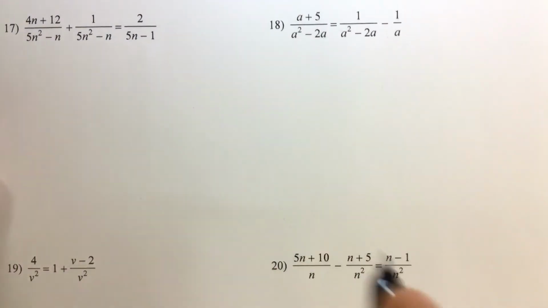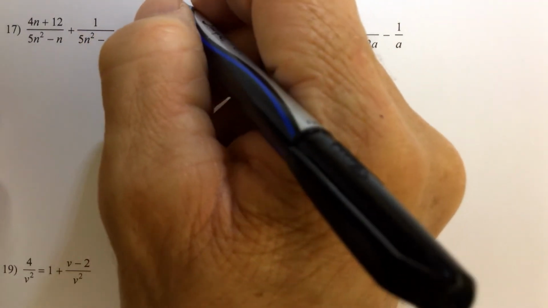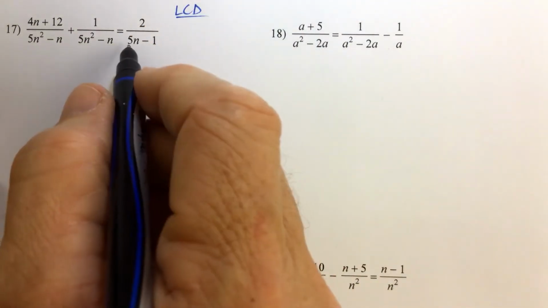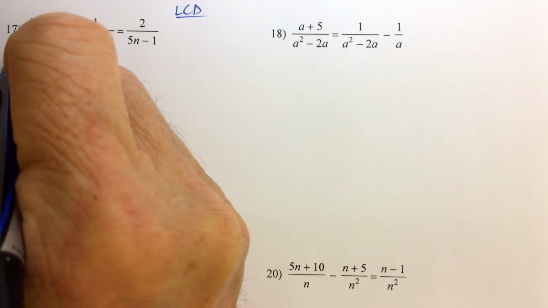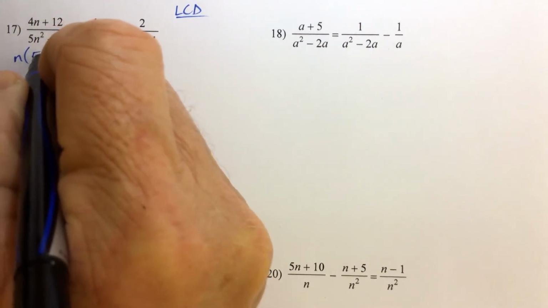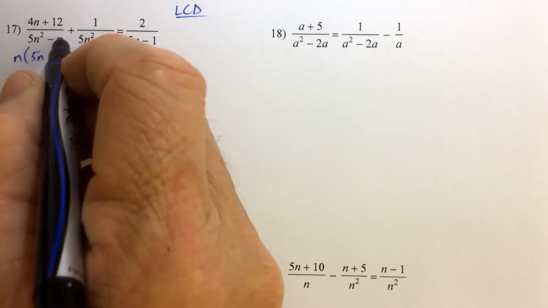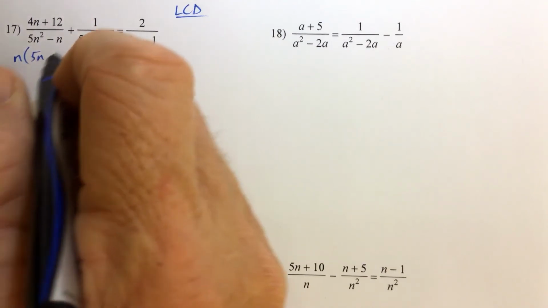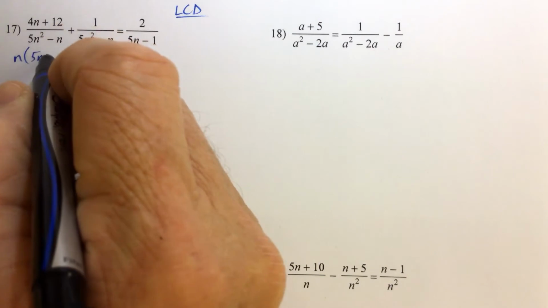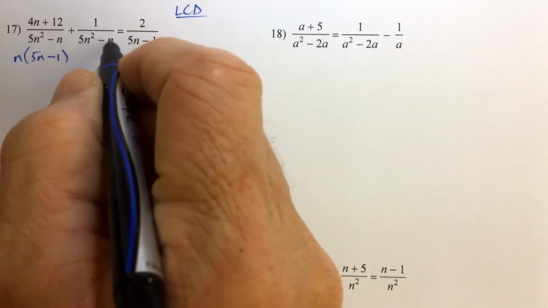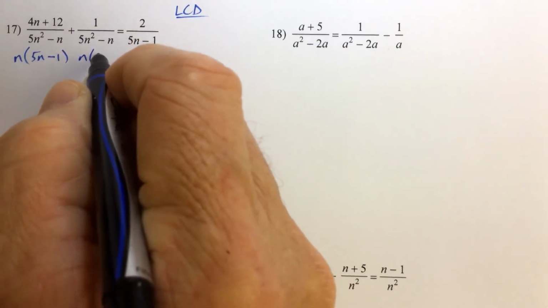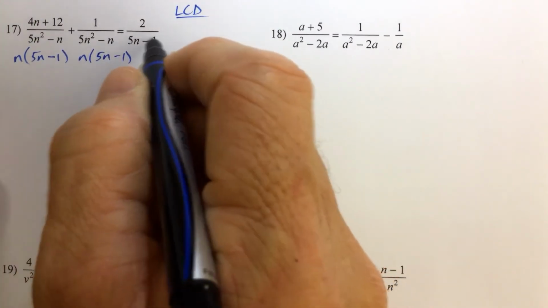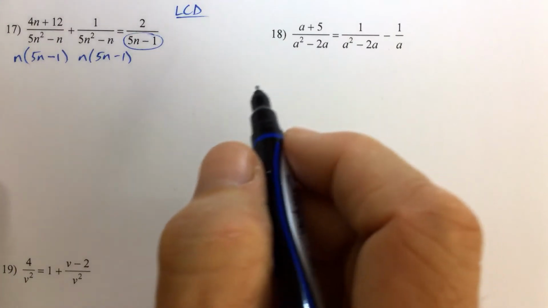For number 17, just like number 15, we're faced with the situation here where we need to factor the denominators. So when we factor the first denominator, we see we have a common factor of n, so we factor that out, and we're left with 5n minus 1. And then same with the second denominator, we factor out an n, and we're left with 5n minus 1.